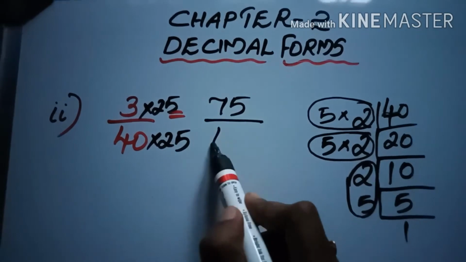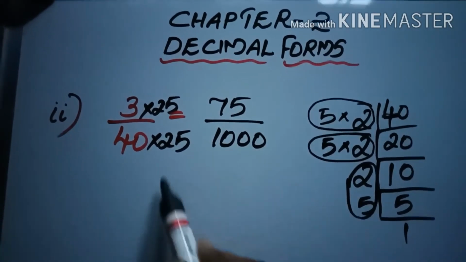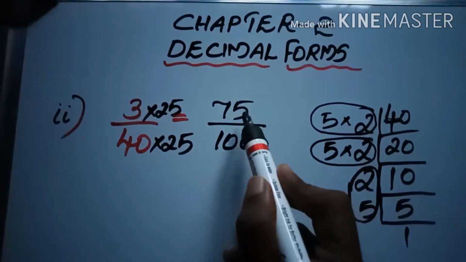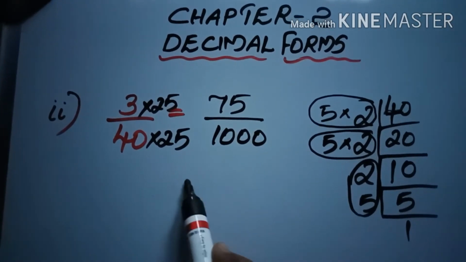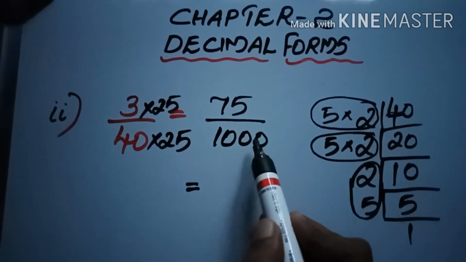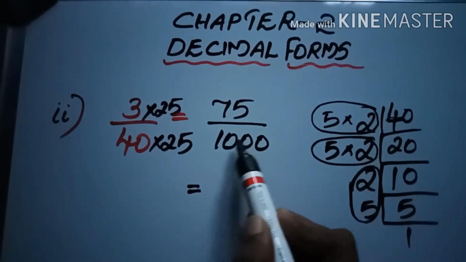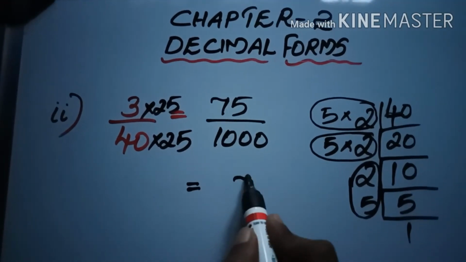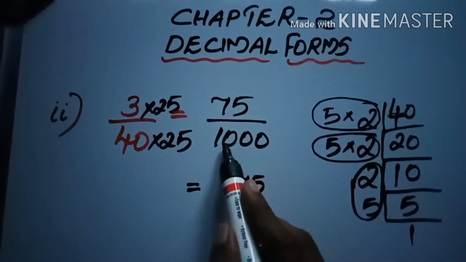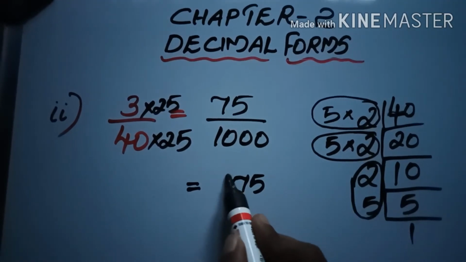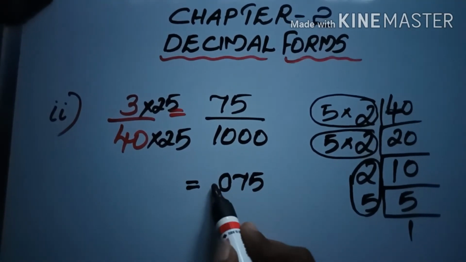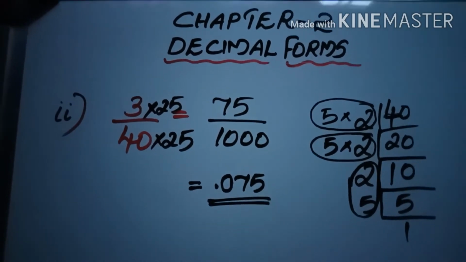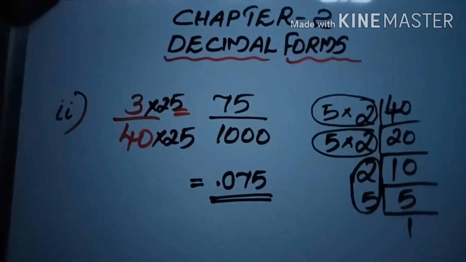40 into 25 is 1000. So 75 by 1000. Now we can write the decimal form. How many zeros here? Total 1 2 3. 3 zeros here. But here only 2 numbers. So 75 write first. In order to get 3 numbers, put a 0 before that, and before that put the decimal. 0.075 is the decimal form of 3 by 40.